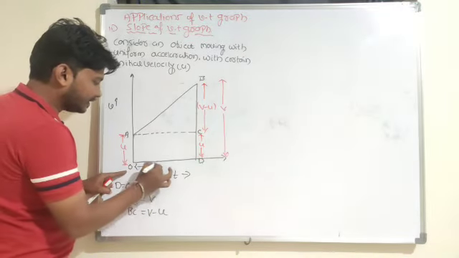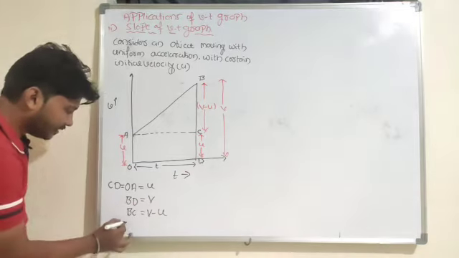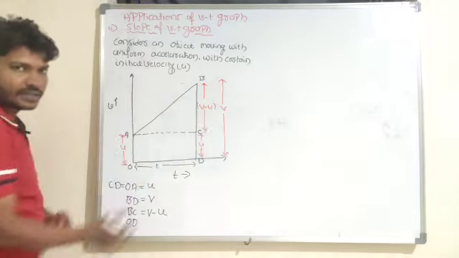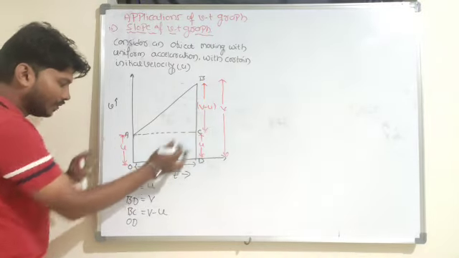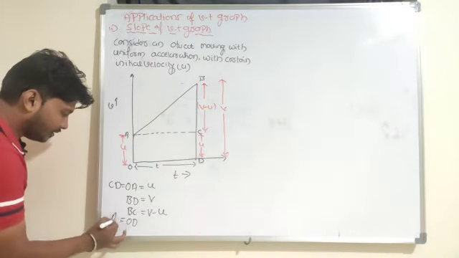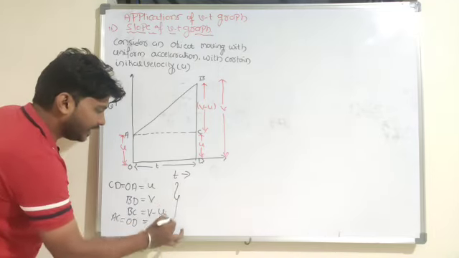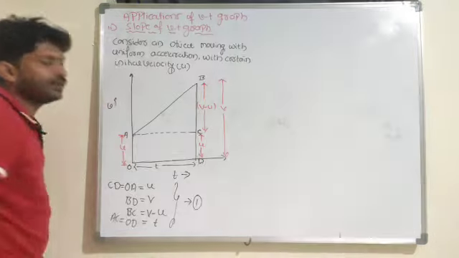And look here, OD. Along the x-axis I took the time. Then the OD line is equal to AC, parallel. So OD is equal to AC, and that is equal to time. The entire thing I will take as equation 1.